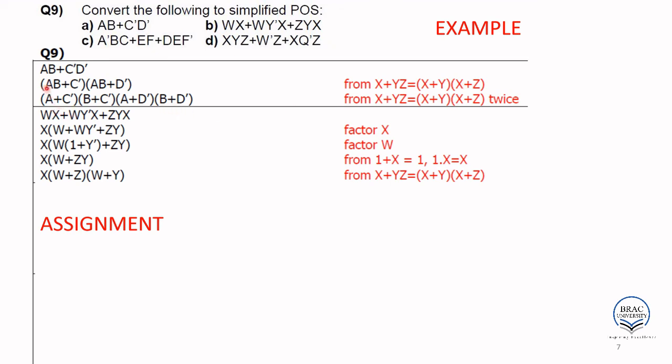So if you consider here ab plus c prime, c prime is your x, a is your y, and b is your z. So it becomes c prime plus a, c prime plus b, or a plus c prime, whatever you write. This is also the same. d prime is your x, a is your y, b is your z. So d prime plus a, d prime plus b, or you can write it a plus d prime into b plus d prime.